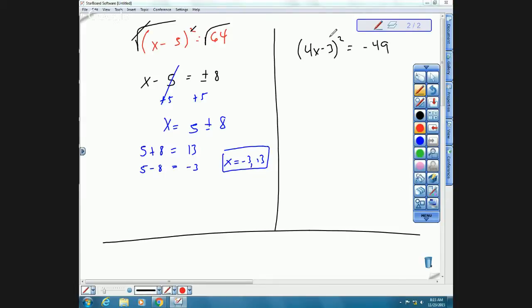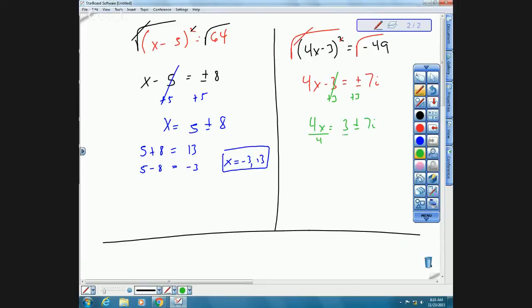All right, so one like this, again, you have something squared equals negative 49. So you take the square root of both sides. What do I get on the right side? That's half of it. Plus or minus. Now I've got all this on this side. Well, just solve for x like you normally would. Add 3 to both sides. 3 plus or minus 7i, and then divide by 4. So x is equal to 3 plus or minus 7i divided by 4.